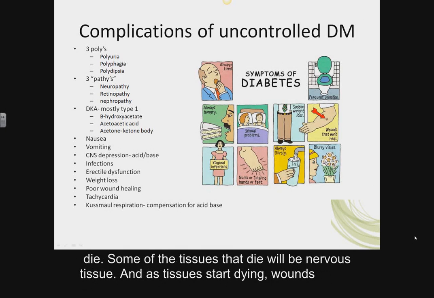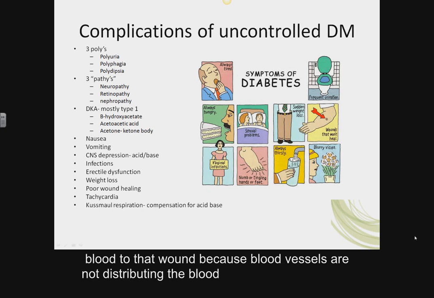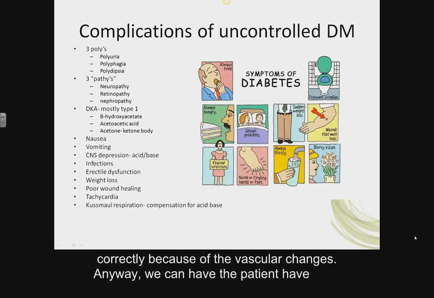Some of the tissues that die will be nervous tissue, and as tissues start dying, wounds will start developing. And I'll tell you why. They won't heal well because you're not getting blood to that wound, because blood vessels are not distributing the blood correctly because of the vascular changes.